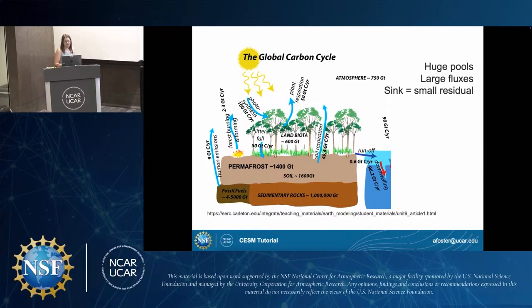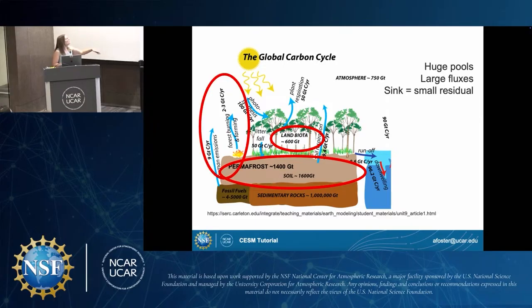So here's the global carbon cycle. We've got these huge pools. There's the land biota, soils and permafrost, a lot in permafrost. Three times as much carbon is in the soils and permafrost as in the land biota. And here's some fluxes from emissions. There's forest burning and human emissions. And then we also noticed there is a connection between the land and the ocean in terms of the carbon cycle, but it's very weak.